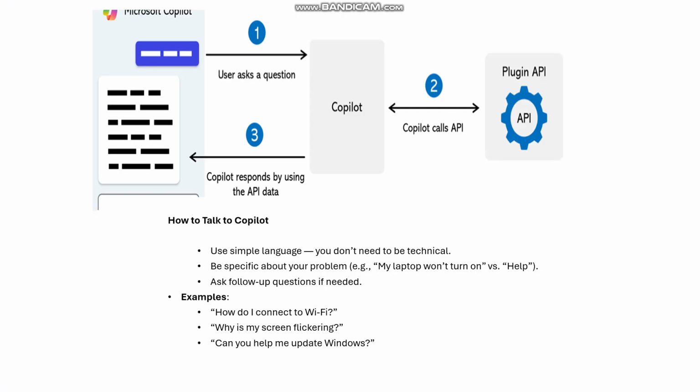How to talk to Copilot? To talk to Copilot, use simple language. Be specific about your problem. Ask a follow-up question if needed. For example, you may ask, how do I connect to Wi-Fi? Why is my screen flickering? Can you help me update Windows?